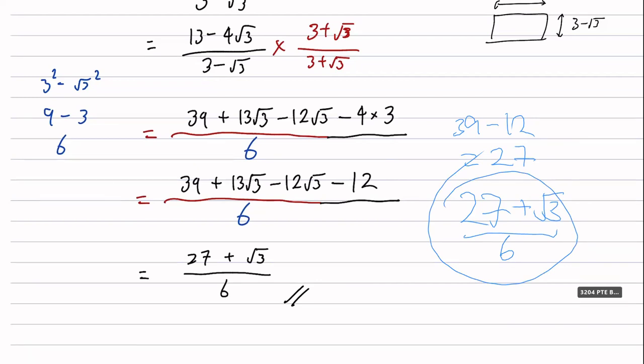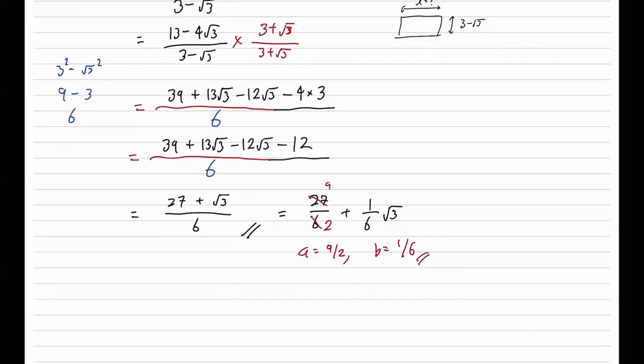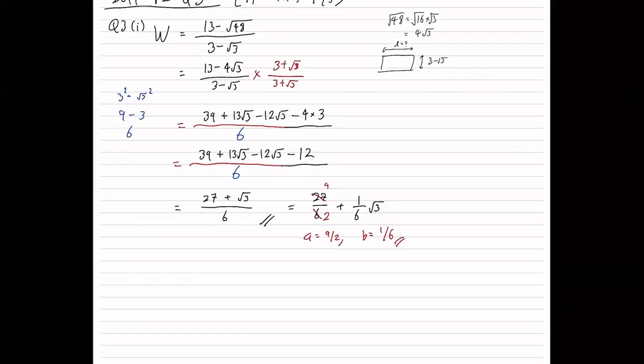So you need to split it up as 27 over 6 plus root 3. Maybe I'll write it more specifically as 1 over 6 times root 3. Cancel off a factor of 3 from 27 over 6, you get 9 over 2. So the answer will be a equals 9 over 2, b equals 1 over 6. Very good. Yes, exactly. O-level question, you can do it already. Very good. 4 marks locked in.